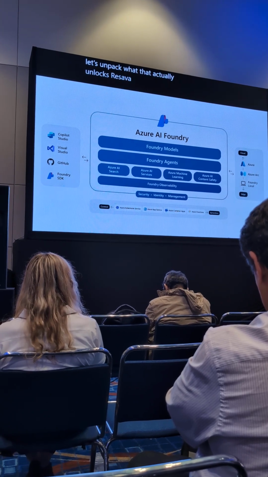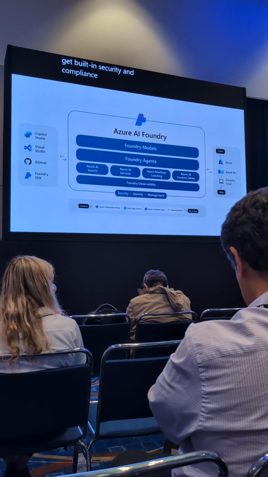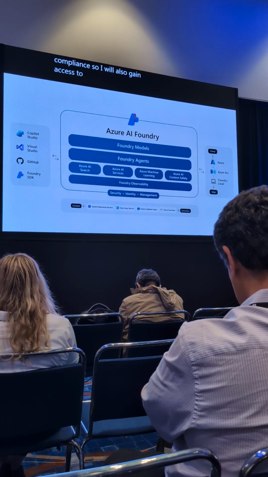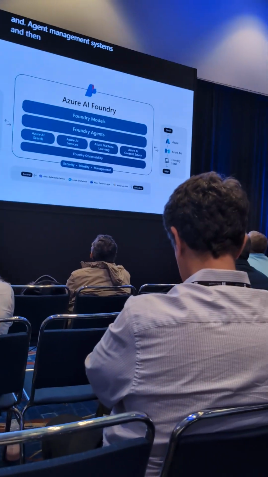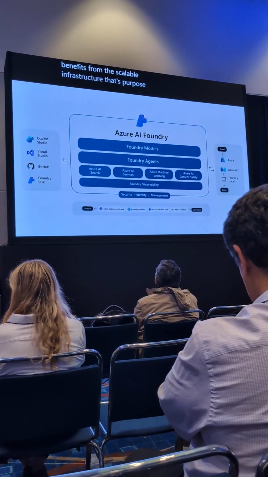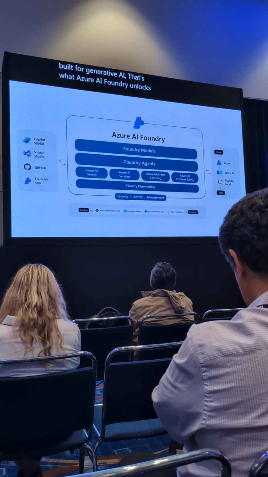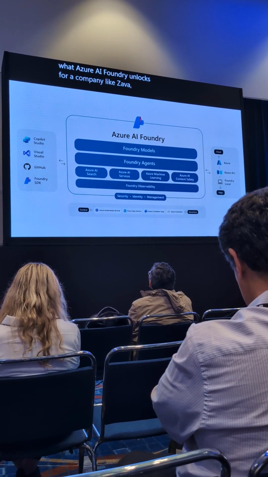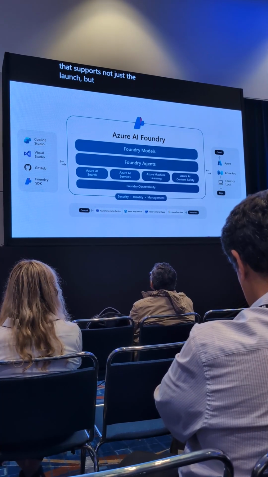They're going to get built-in security and compliance. Zava also will gain access to centralized models and agent management systems. And then finally, Zava benefits from the scalable infrastructure that's purpose-built for generative AI. That's what Azure AI Foundry unlocks for a company like Zava. It's a production-ready, secure platform that supports not just the launch, but the life cycle of their AI-powered customer experience.